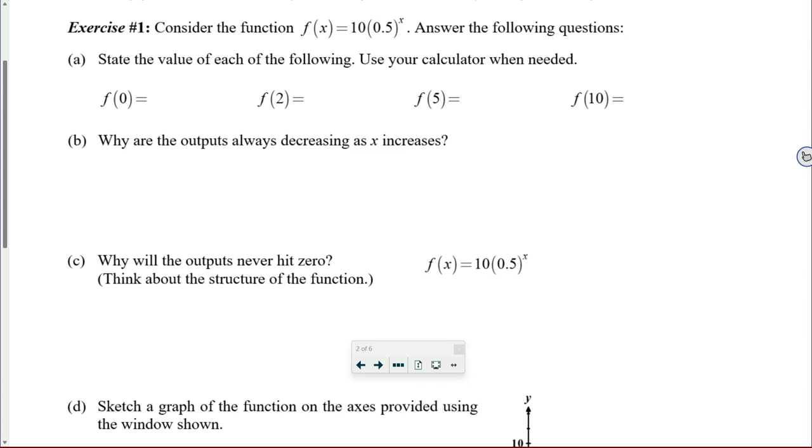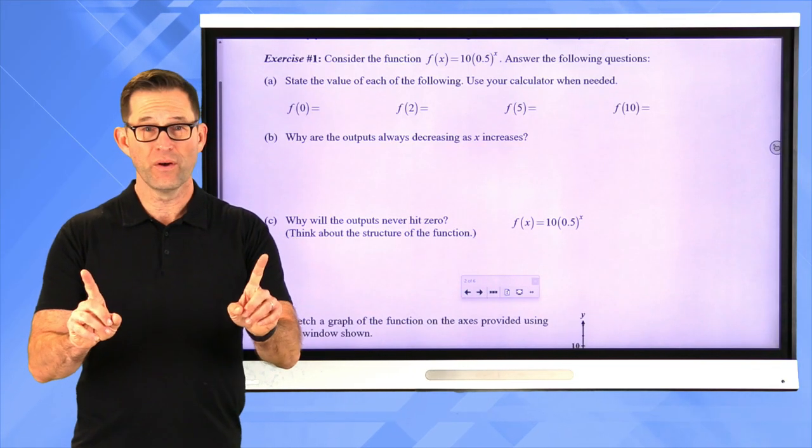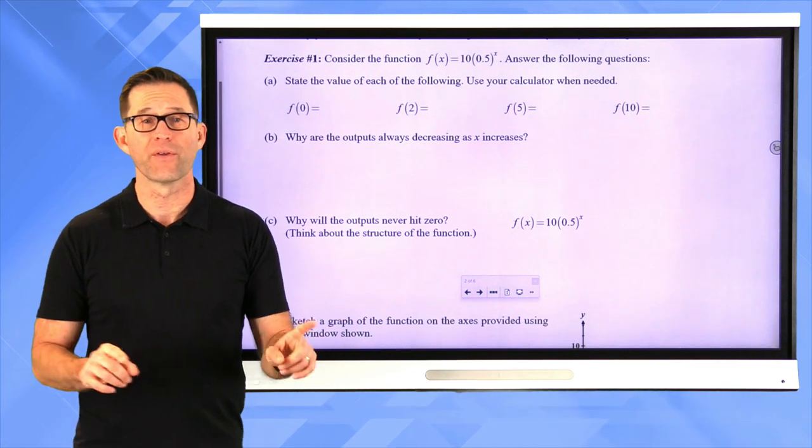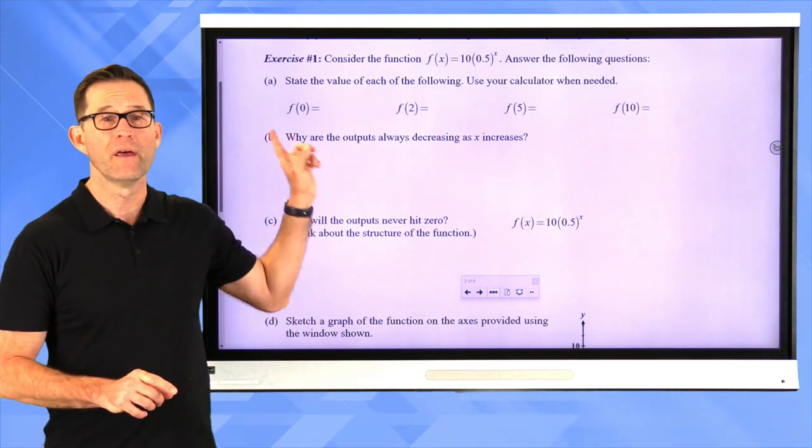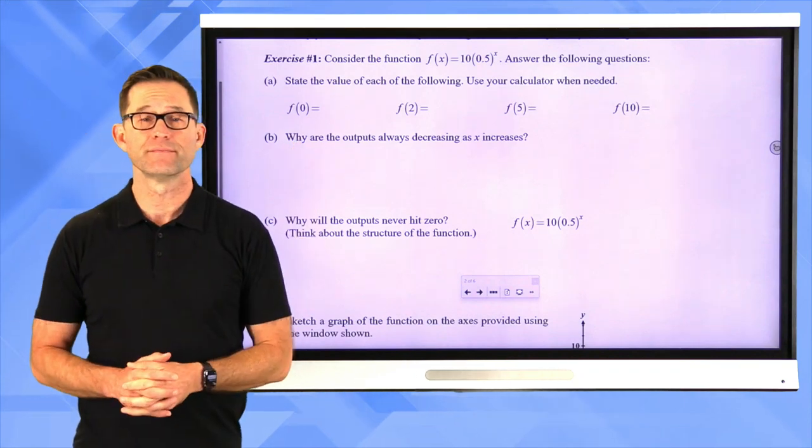Consider the function f of x equals 10 times 0.5 to the x. Answer the following questions. Letter A, state the value of each of the following. Use your calculator when needed. All right. Well, real quickly, before we do anything, pause the video and for a moment, figure out what f of 0 is.